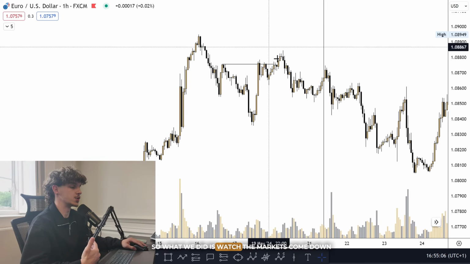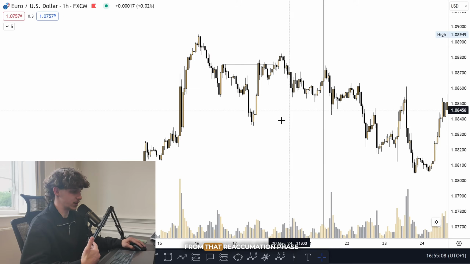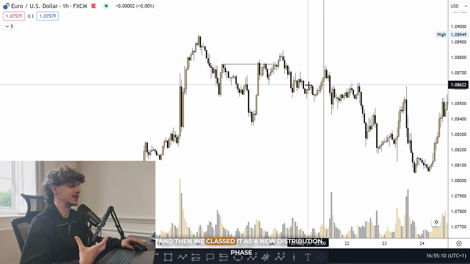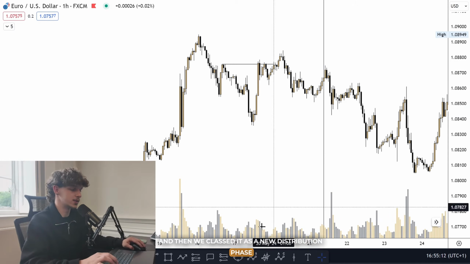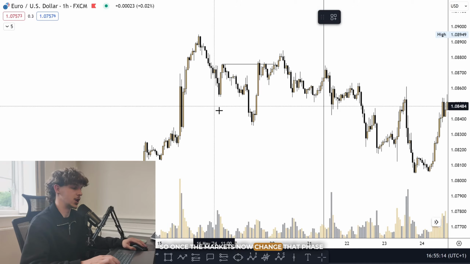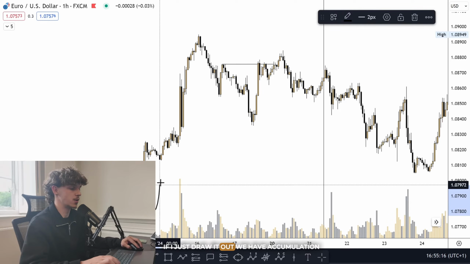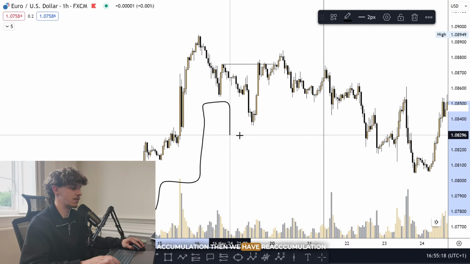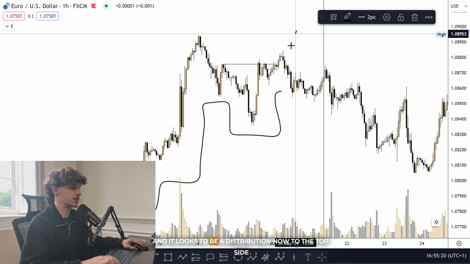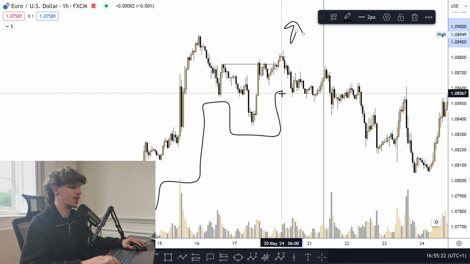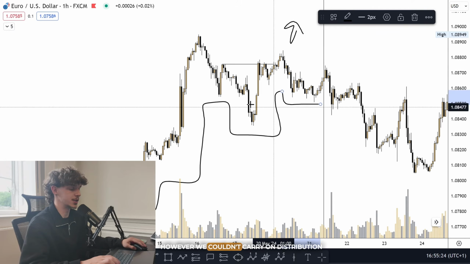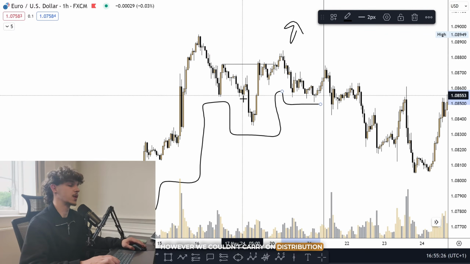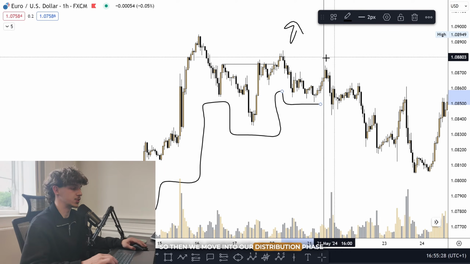So what we did is watch the market come down from that reaccumulation phase, and then we classed it as a new distribution phase. So once the market's now changed that phase, if I just draw it out, we have accumulation, then we have reaccumulation, and it looks to be a distribution now to the top side. However, we couldn't carry on distributing. So then we move into our distribution phase.